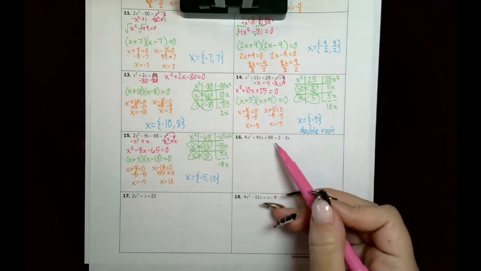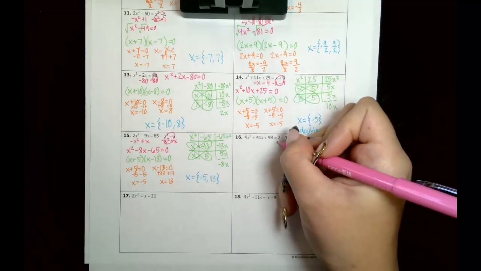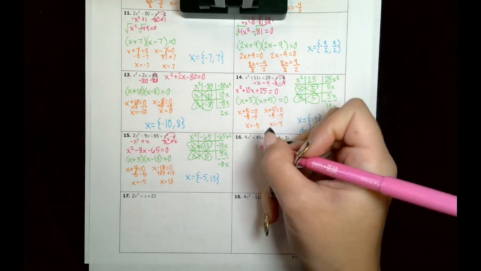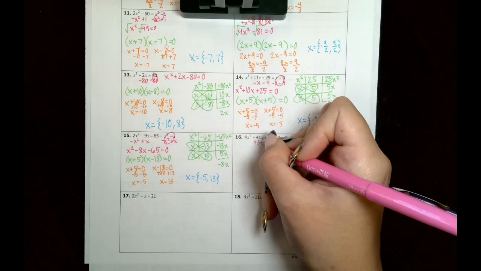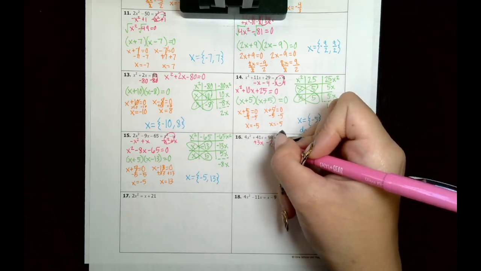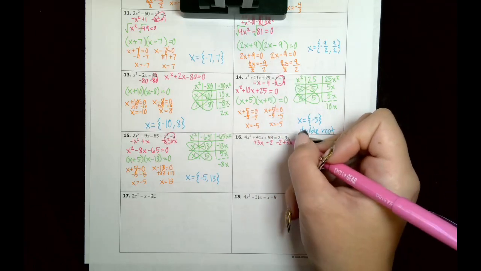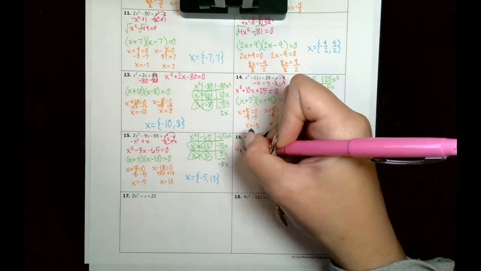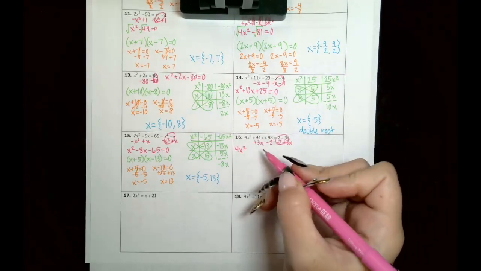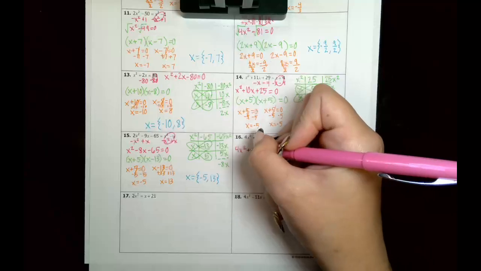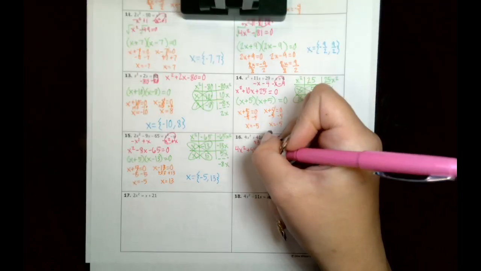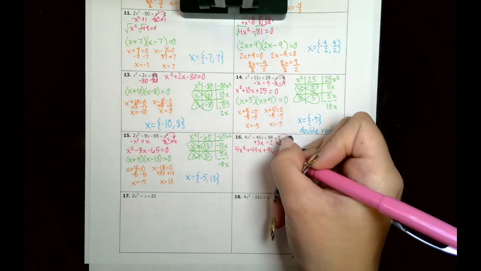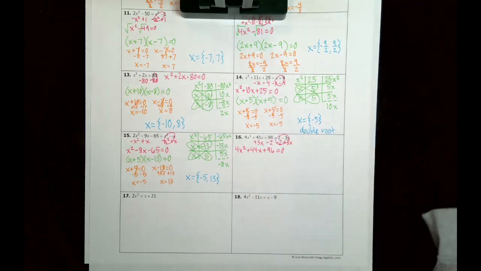Okay, on this next one, we need to get it equal to 0, so we need to subtract 2 and add 3x. So let's add the 3x with the 41x and subtract 2 from the 98. So that all goes to 0. We're left with 4x squared plus 44x plus 96, all equal to 0.